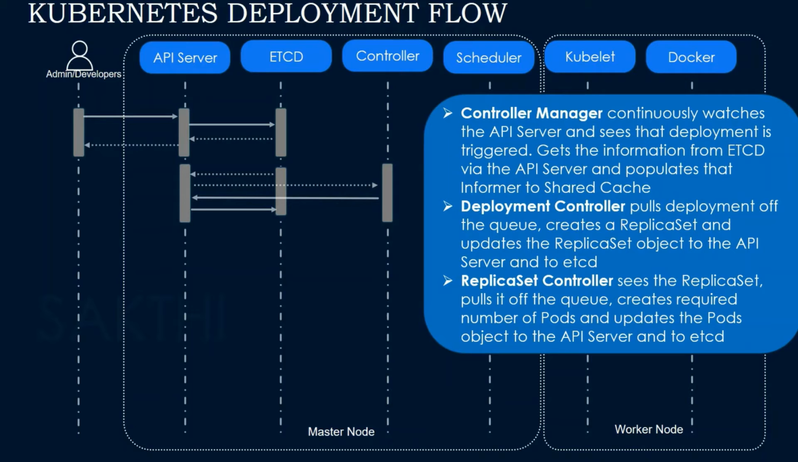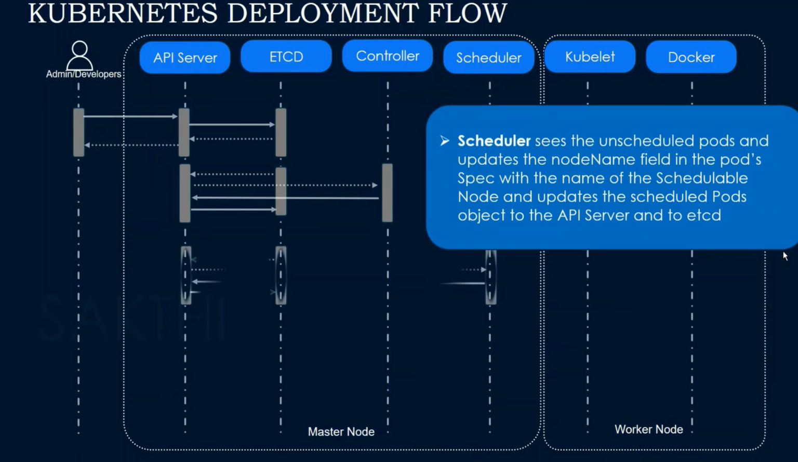Then the deployment controller pulls that information from the queue and creates a replica set and updates the replica set information to the etcd via the API server. Then the replica set controller gets that information from the etcd and creates the number of pods required based on the manifest and updates the pod information to the API server and then it's recorded to the etcd.